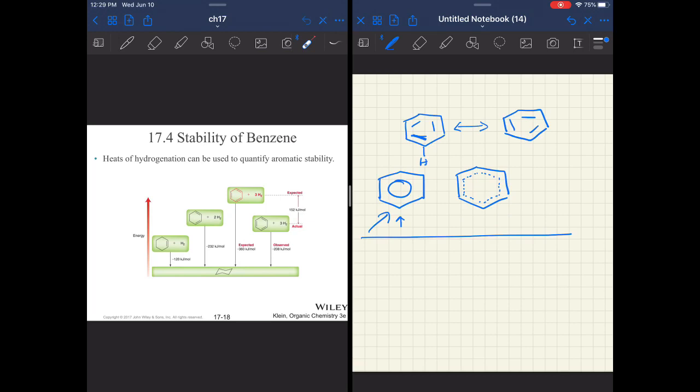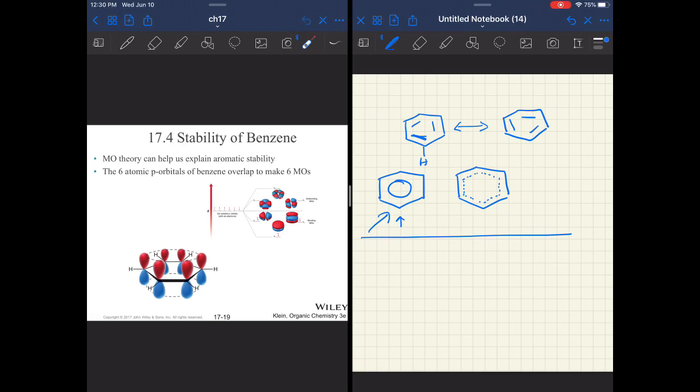If you were just extrapolating upon this number, how much energy was released upon the hydrogenation of one double bond, you might expect it to be 3 times that amount for 3 double bonds. But it is far, far less than that. In fact, it's even lower in energy than the conjugated diene. So something special is going on here, something stabilizing, something more stabilizing than conjugation alone.